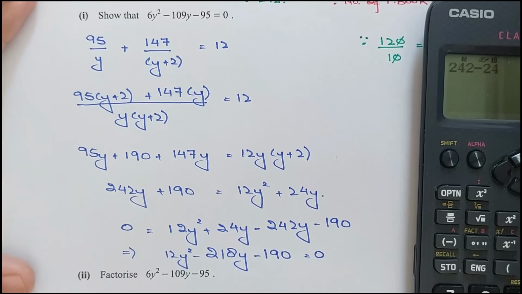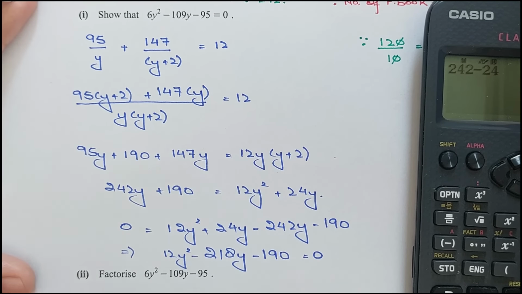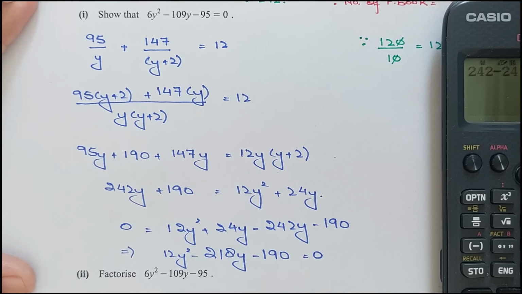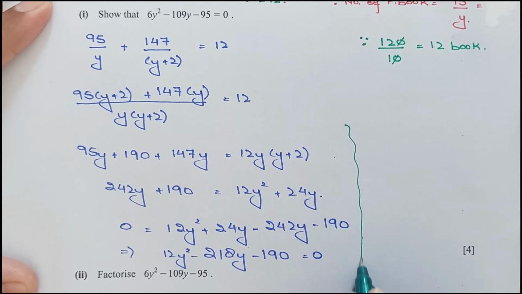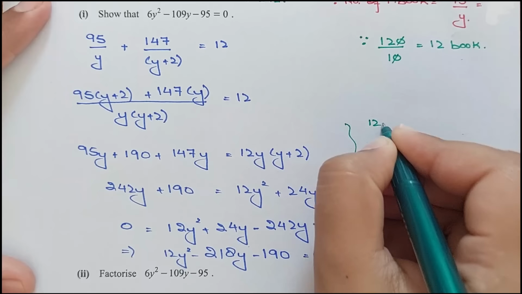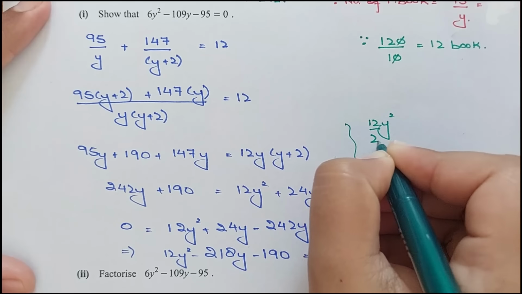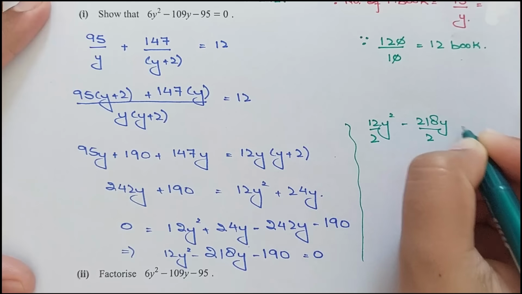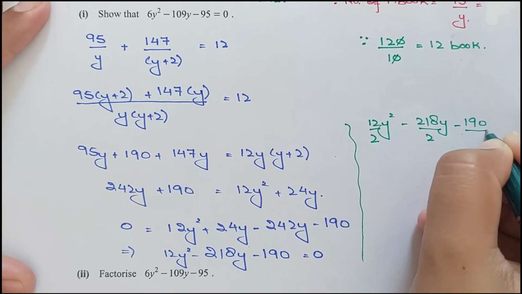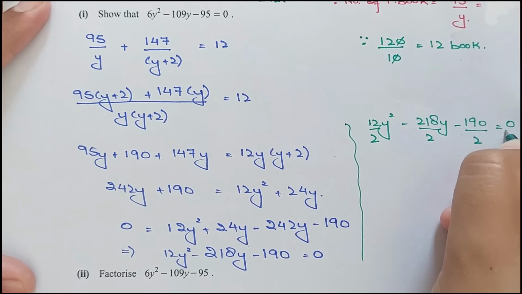But we have to convert this into 6Y square. So we have to make the Y square coefficient 6, so dividing by 2, because 2 times 6 would be 12. So dividing throughout the equation by 2. So here you will get 12Y square divided by 2 minus 218Y divided by 2 minus 190 divided by 2 equals 0 divided by 2.